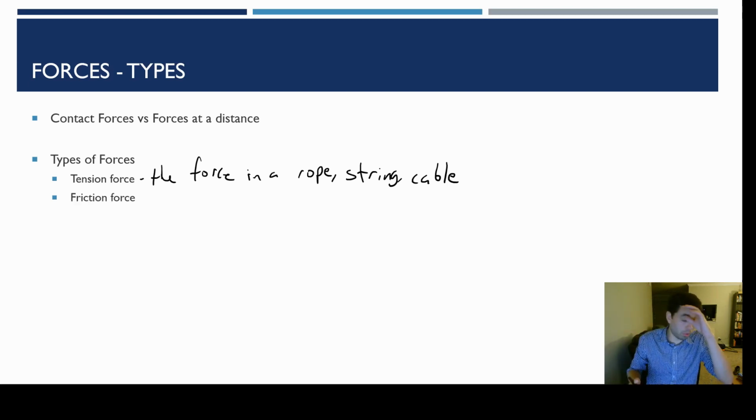You all pretty much know what this is, right? This is the rubbing between two objects, essentially. It's the rubbing. Now, there are two types of friction forces. There is kinetic friction, and then there is static friction.